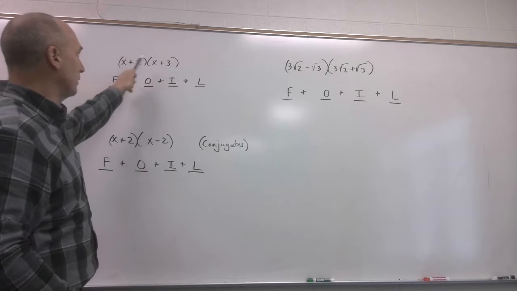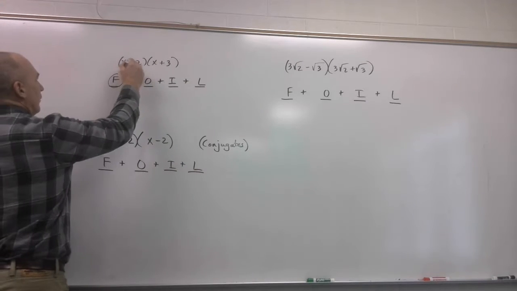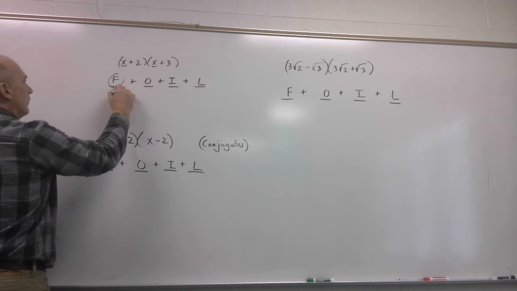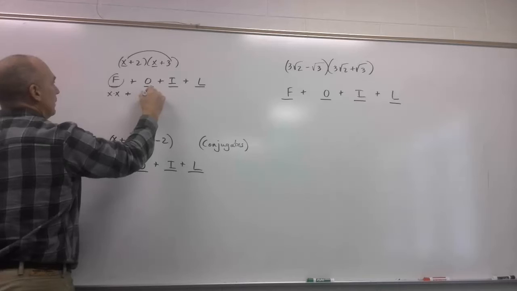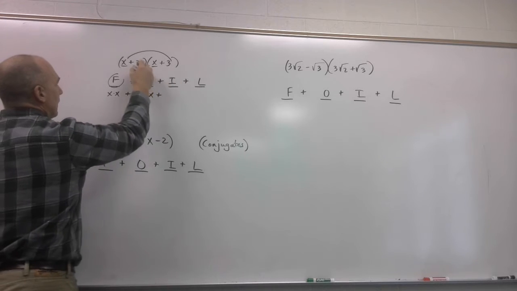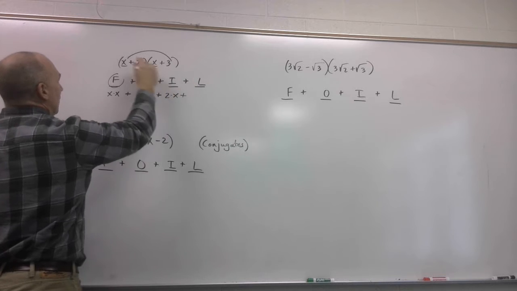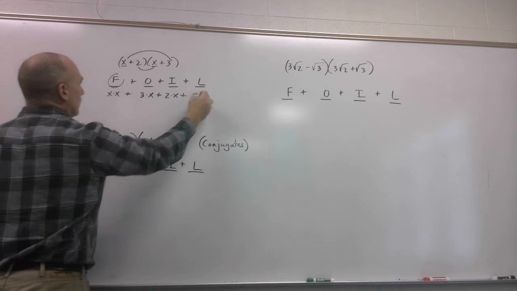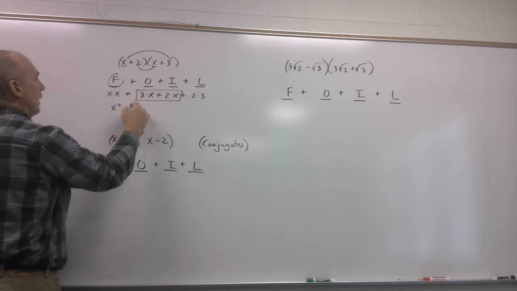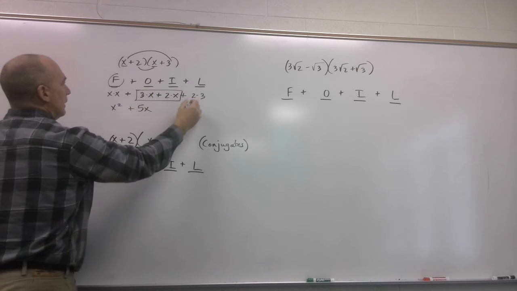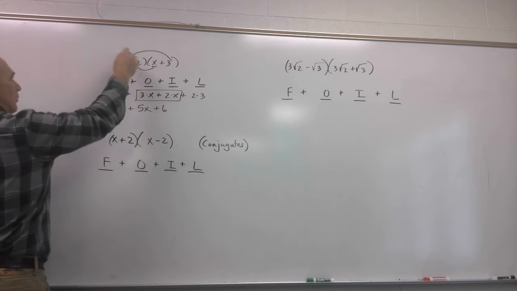We got a binomial times a binomial, so we're going to FOIL it. So first, it's x times x, plus whatever we get on the outside, which is 3 times x, plus whatever we get on the inside, which is 2 times x, plus whatever we get last, 2 times 3. Notice we get x squared, and then we get 3x plus 2x, which is 5x, and then we get plus 6. And there would be my answer.